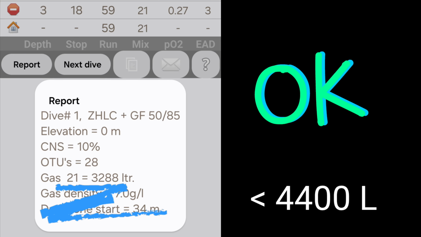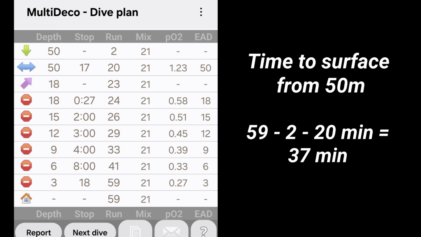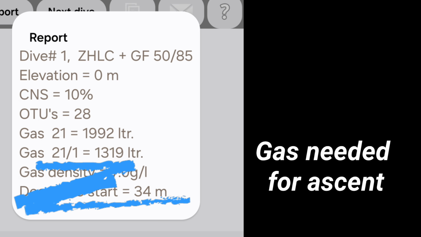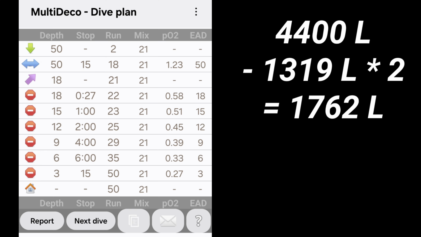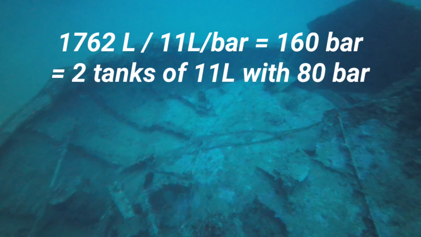Then you check how long your ascent is going to take. This is going to be your TTS, or rather your maximum TTS. You can easily get the ascent gas by setting up 1% helium. Then you check how much gas is required for this ascent. You subtract this amount from your starting gas pressure, and this is how you get your turn pressure.